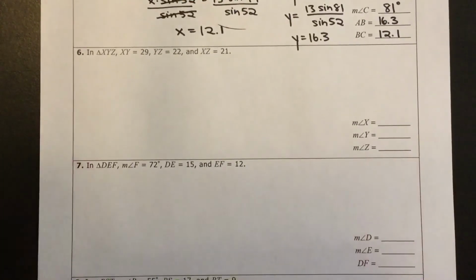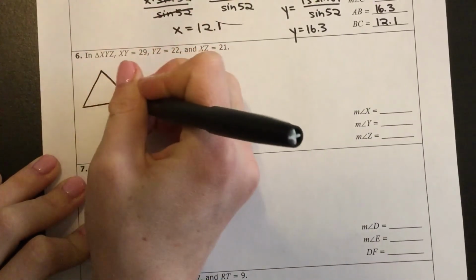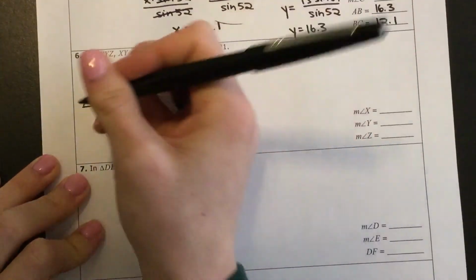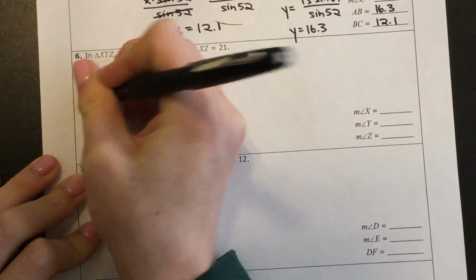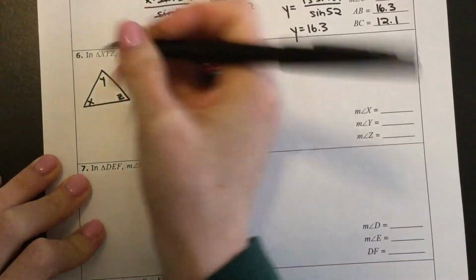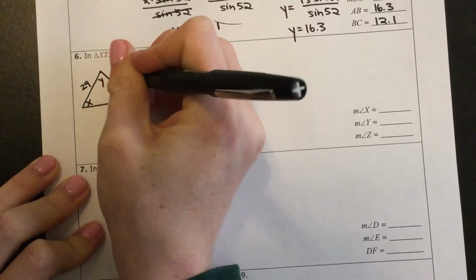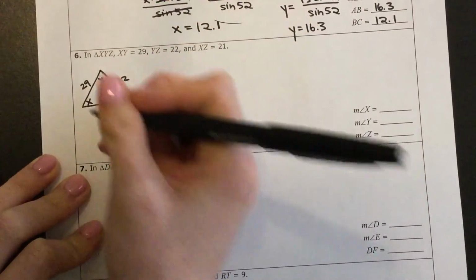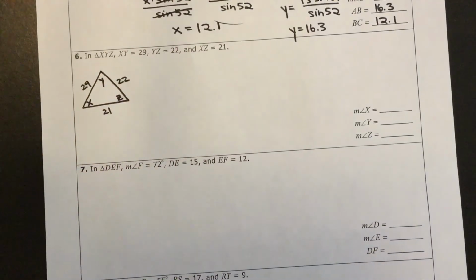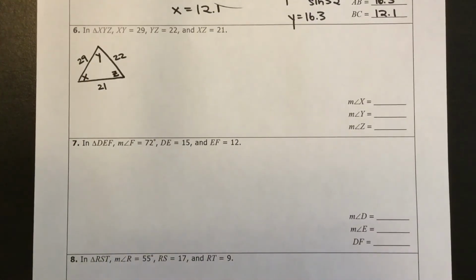We've got a triangle XYZ. Okay, so we will have angle X, Y, Z. Those are my missing angles. XY is 29, YZ is 22, and XZ is 21. So this is a side case. That means that I am doing law of cosines. Okay, I have to do law of cosines.